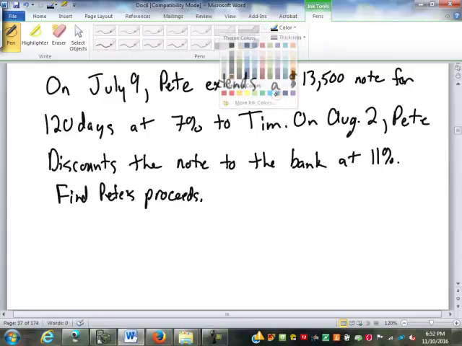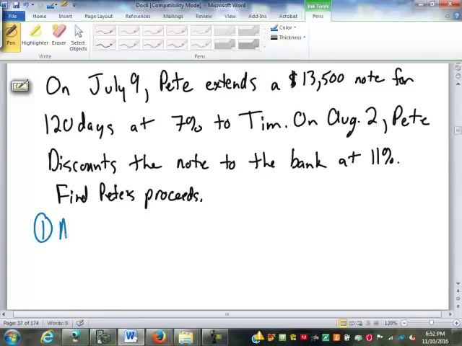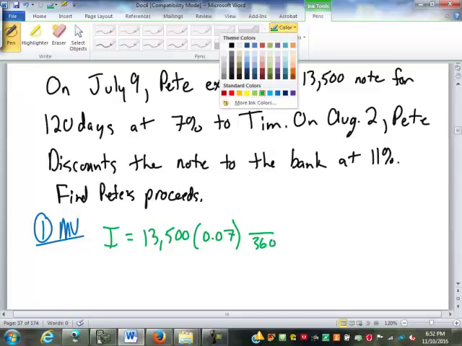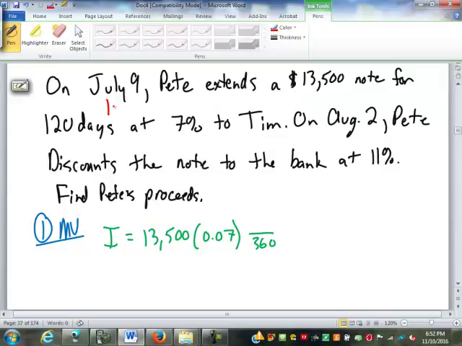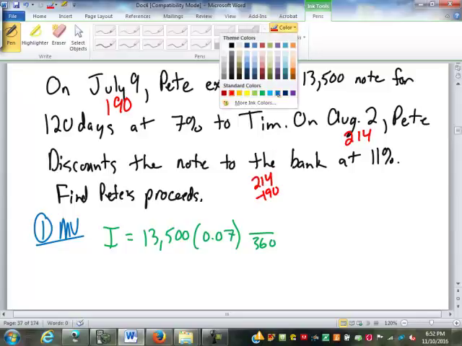So let's walk through this one together again. Step one, we're going to find the maturity value of that original note. Do you always have to go through the steps that we did? This one too. Yeah, for everyone. Maturity value of the original note. We've got to find the interest on $13,500 at 0.07. We need to know how many days. So if you use your table, July 9th is what? 190. August 2nd is 214. So 214 minus 190 is 24 days.